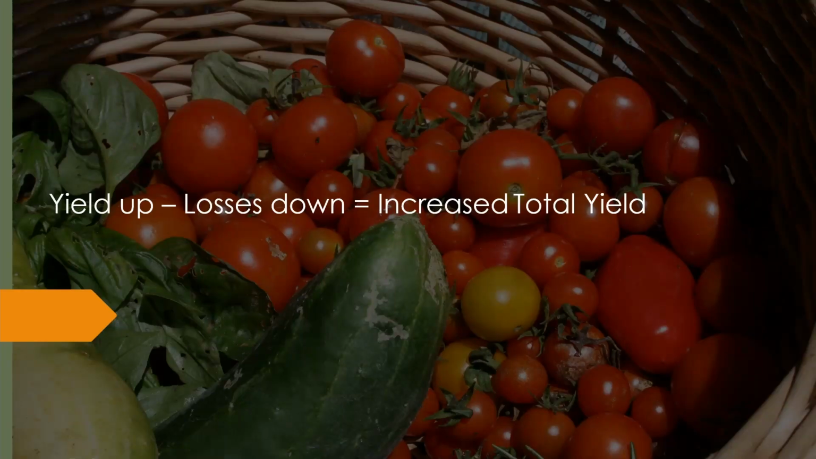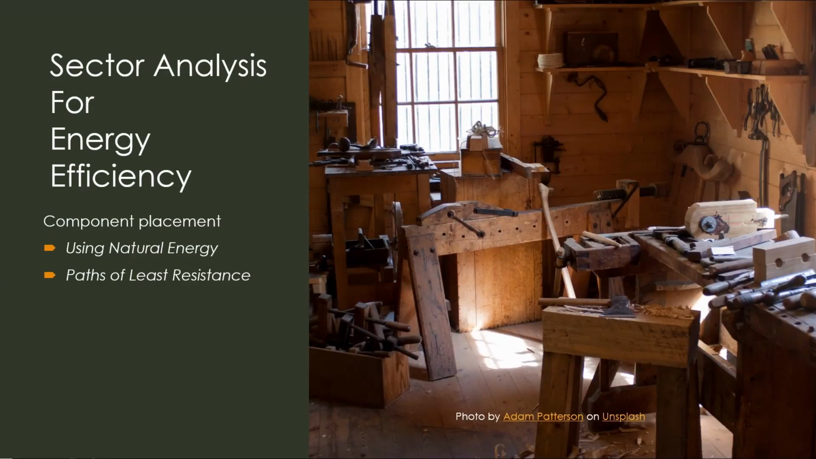So if we want to increase the total yield, all we need to do is to boost the existing yield that comes from natural energies and plug the existing losses. Imagine if you had a tool shop like this. It's beautiful. We can use natural energies in the tool shop: the sunlight, the ventilation systems that come from the wind, maybe funneled along between 2 buildings. We want to look at the easiest way to do this.